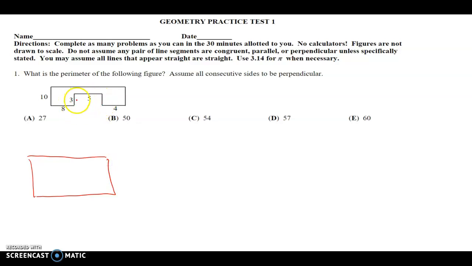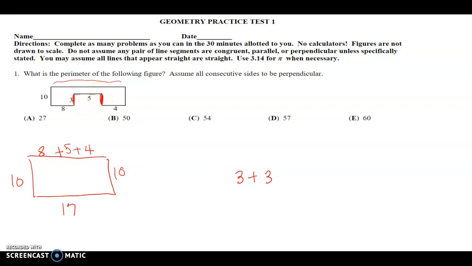I know I have this piece cut out over here, but for the outer rectangle, I have a width of 10 and a width of 10. Now this long side here is going to be made up of 8 plus the 5 plus the 4. So this side is 17 and that side's 17. However, since this figure is cut out here, we also have to consider the extra step here of a piece of length 3 and a piece of length 3 here.